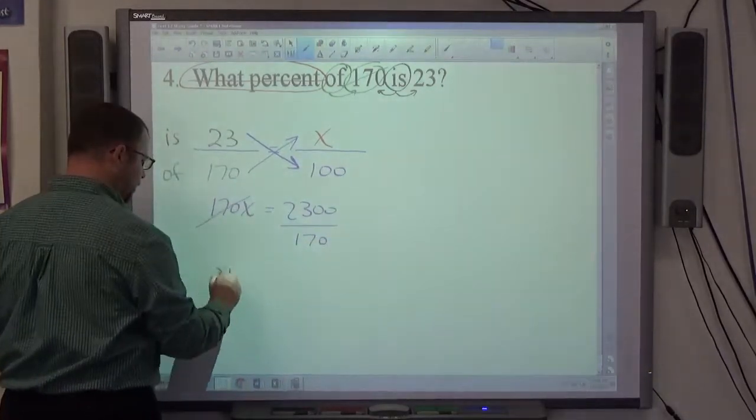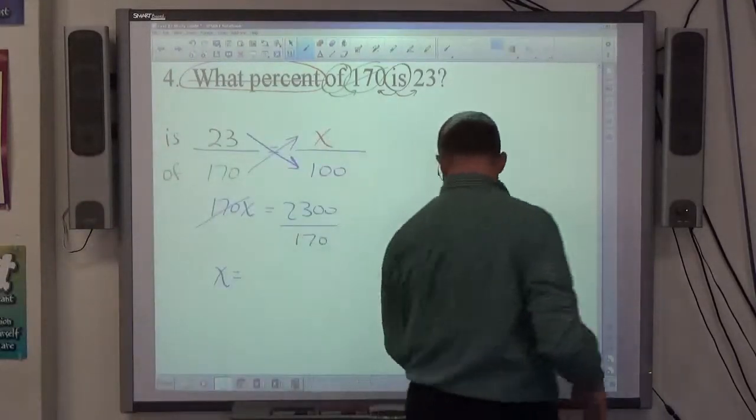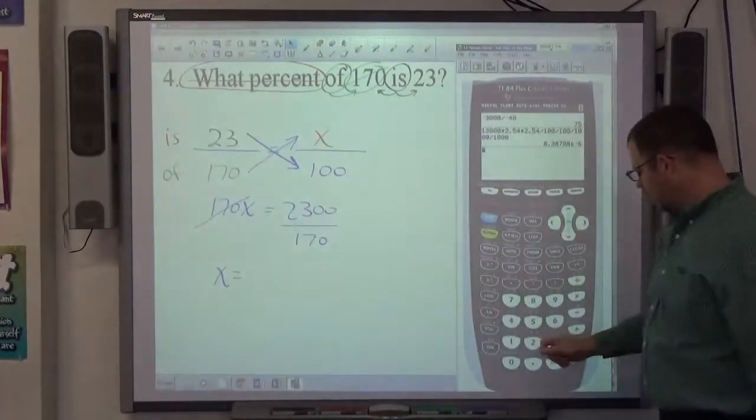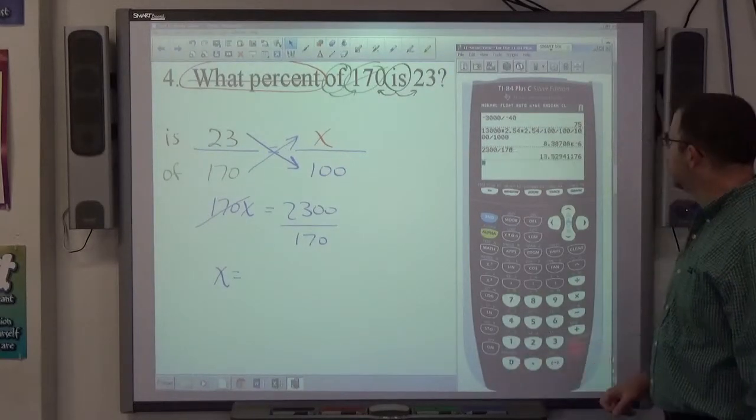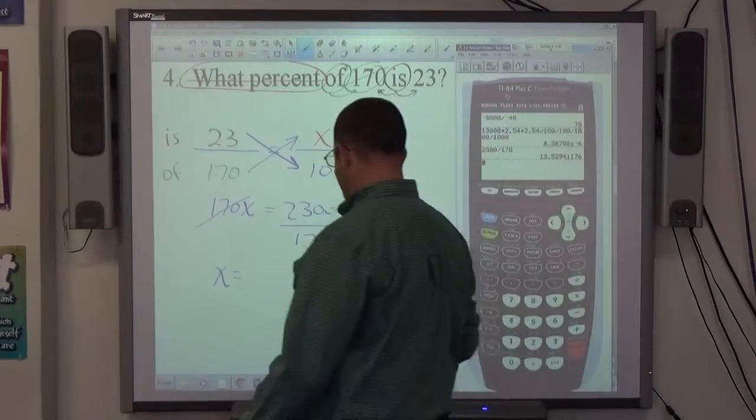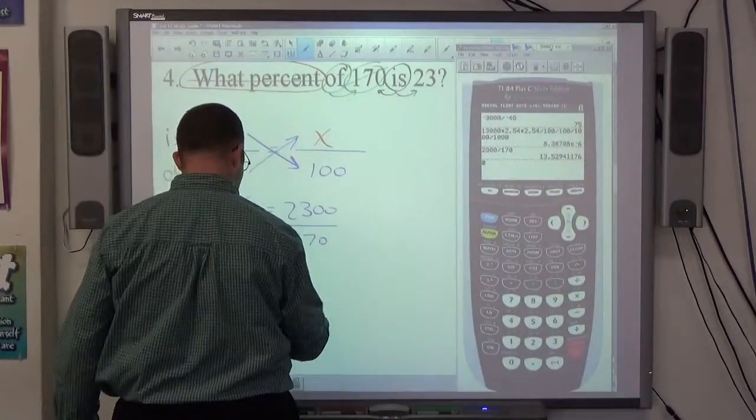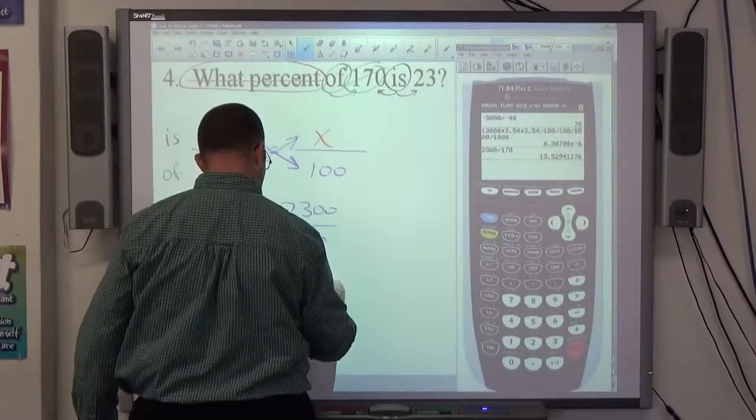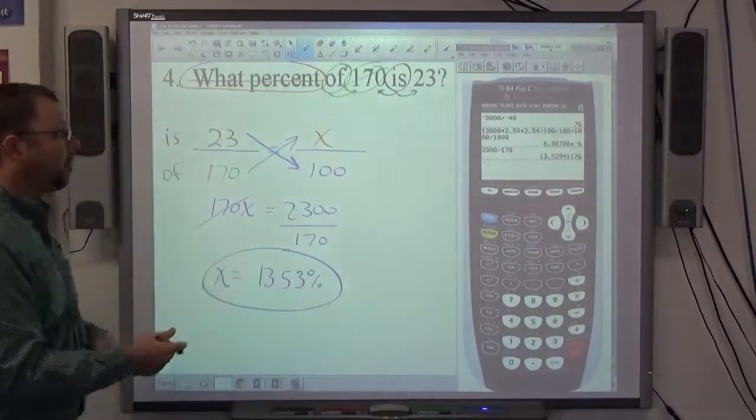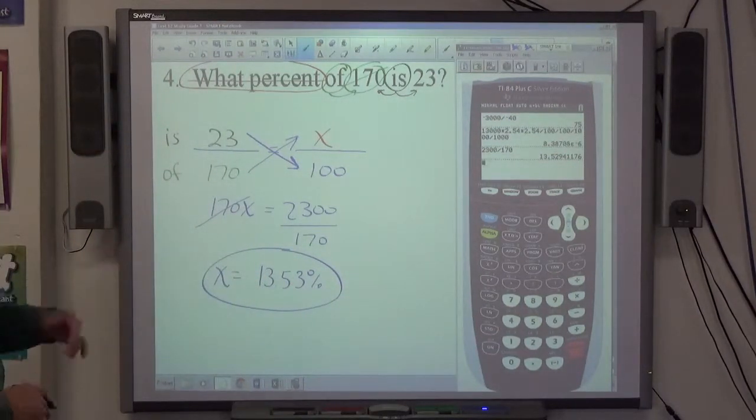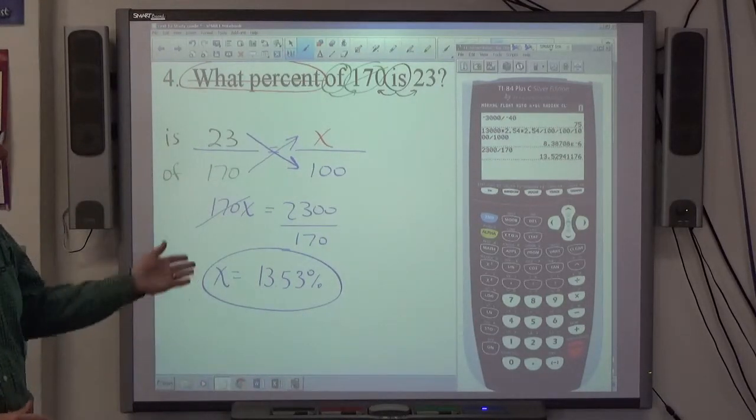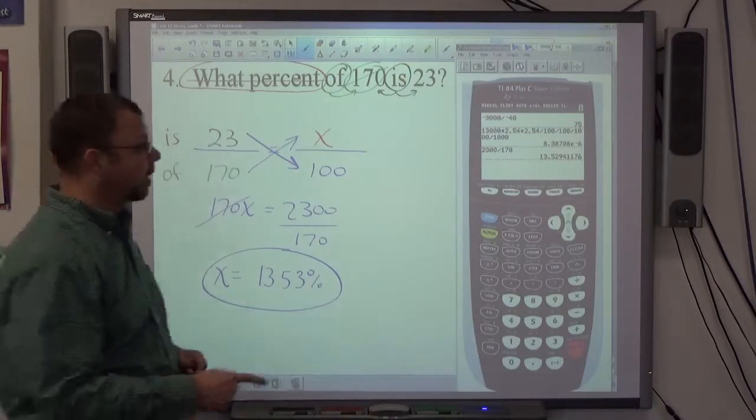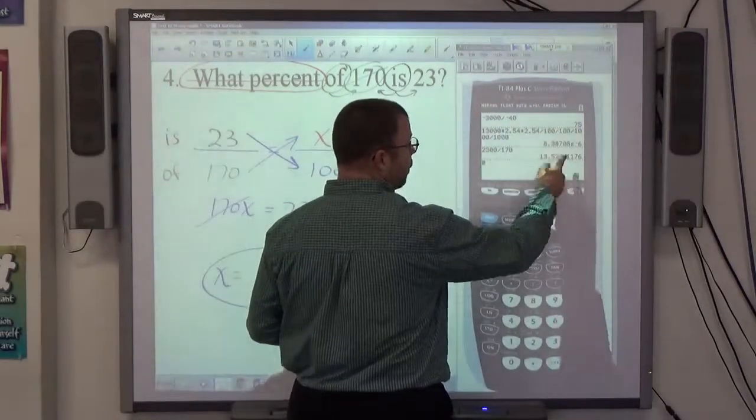Divide both sides by 170. And I don't know what that is off the top of my head, so I'm going to use my calculator. 2,300 divided by 170 comes out to 13.53%. I'm fine with a couple decimal places whenever you get a decimal answer, so you can write as many as you want, but the percent that you're getting is an actual percent. It's going to have the right decimal wherever it's at. So again, 13.53.